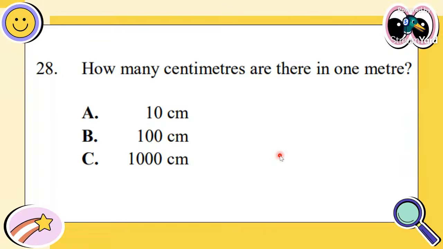I see Marcia saying 10 centimeters. K Black saying 100 centimeters. Christina saying 100 centimeters. All right. Now, when you're writing your answer, you must put the unit. Can't just put 10. Can't just put 100. Can't just put 1,000. 1 meter is equal to 100 centimeters.